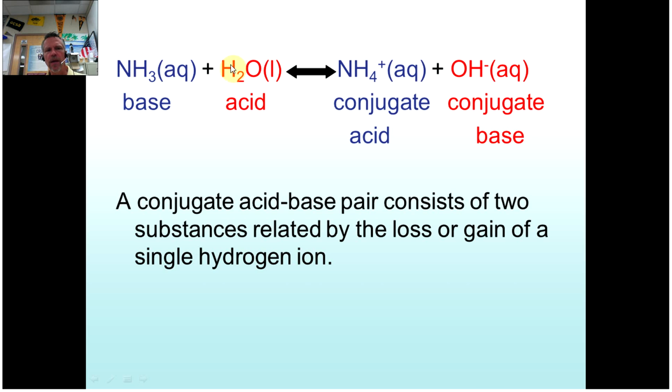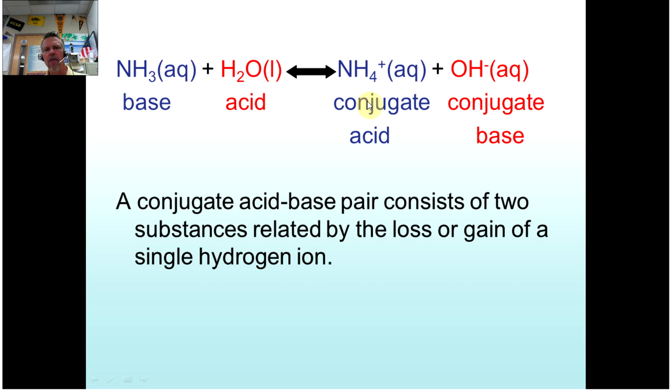So if ammonia reacts with water, it can produce NH4 plus, the ammonium ion, which we've run into on our polyatomic charts before, and OH minus. So when ammonia and water react, you get NH4 plus and OH minus. We like to label things in science. We like to have names for things. We call ammonia the base and water the acid in this case.